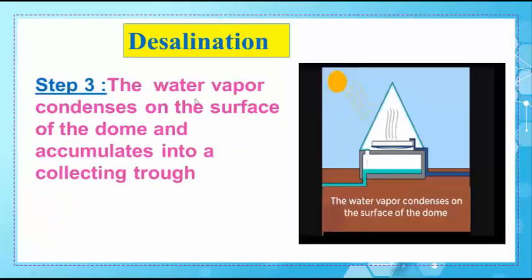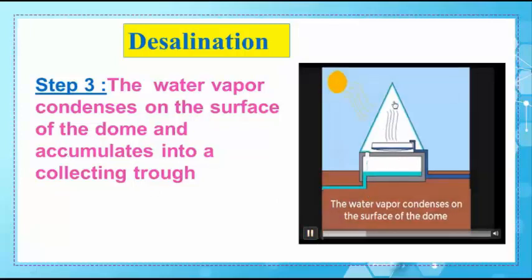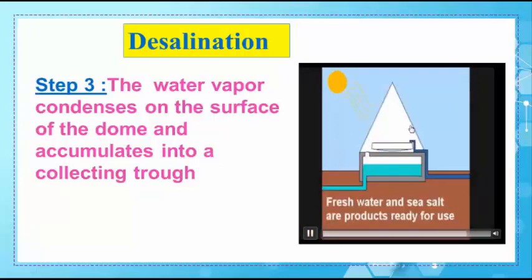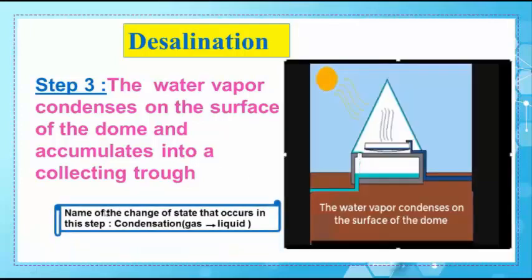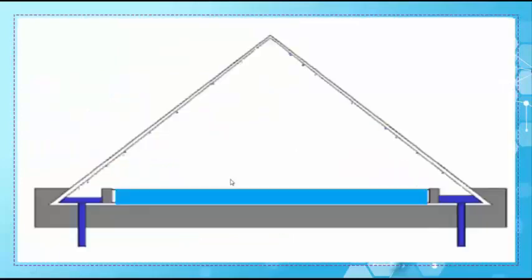Step 3, the water vapor condenses on the surface of the dome and accumulates into a collecting trough. So the water vapor obtained from evaporation previously will become water again at the surface of the dome. The name of the change of state that occurs in this step is condensation, where the gas, the water vapor, will become a liquid again, which is water.